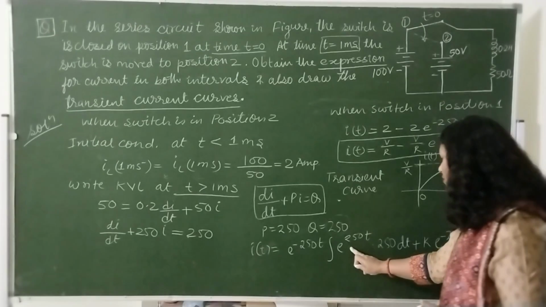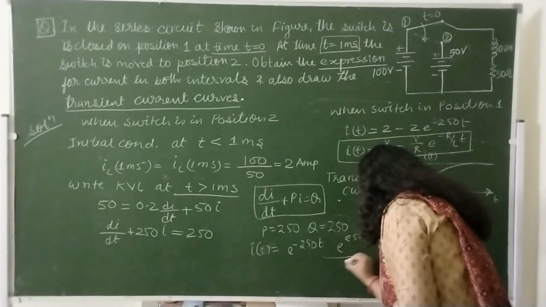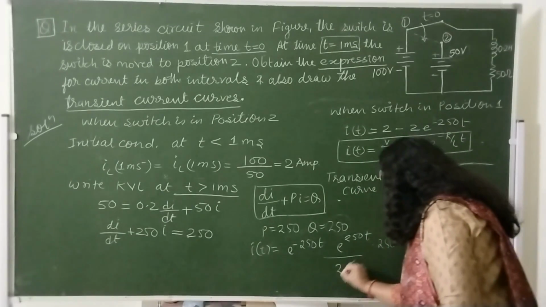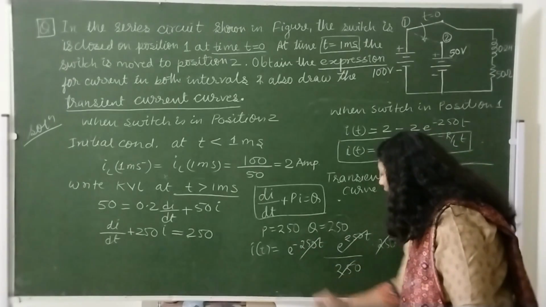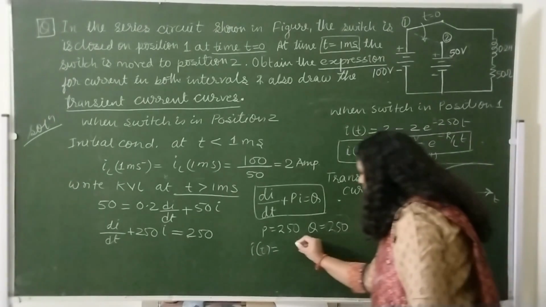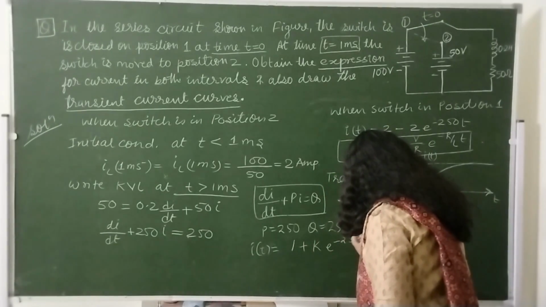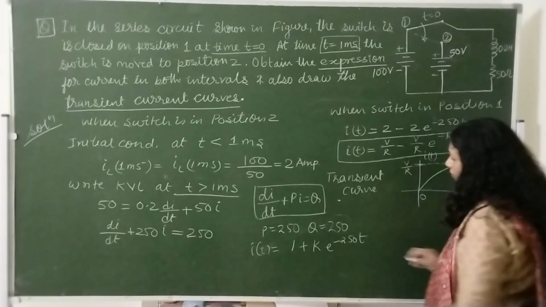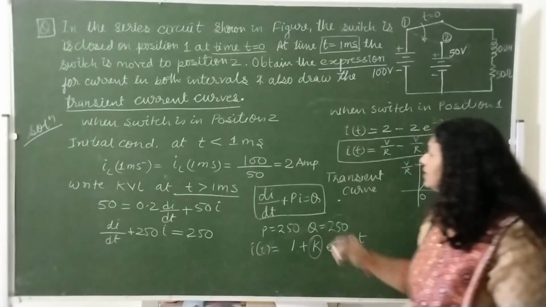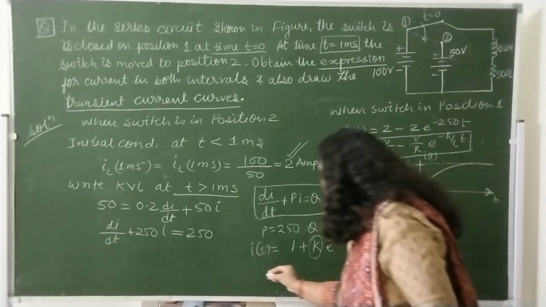So here the integration of this will give us e to the power 250t divided by 250. This is cancelled, this is also cancelled and will become 1. So it is nothing but equal to 1 plus k e to the power minus 250t. Now to find the value of this constant, we will use the initial condition. What is our initial condition? It is 2 ampere at time t equal to 1 millisecond.